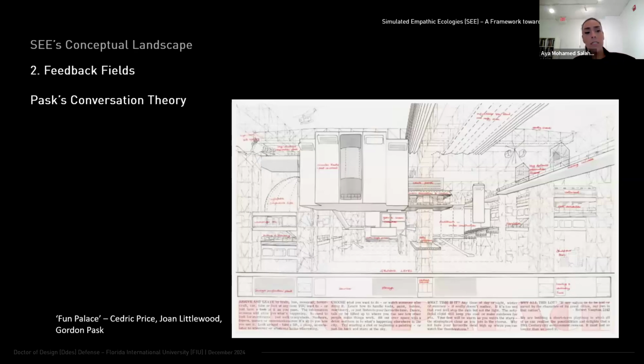Moving on to the next layer, which is feedback fields. In feedback fields, I start digging deeper into the emergence of cybernetics in the mid-20th century, which provided a real instrumental shift. Cybernetics is the science of control and communication in the animal and in the machine, as Norbert Wiener defined.